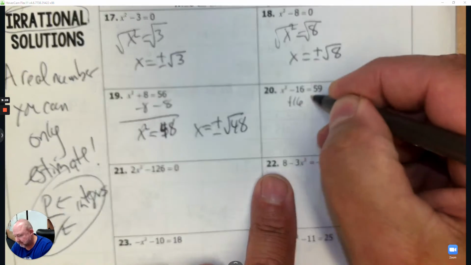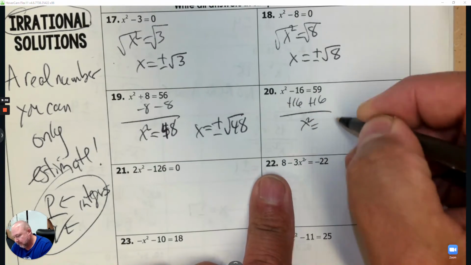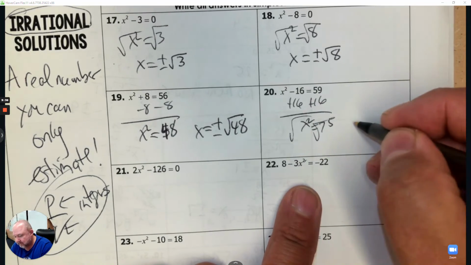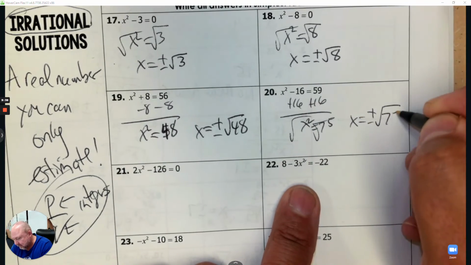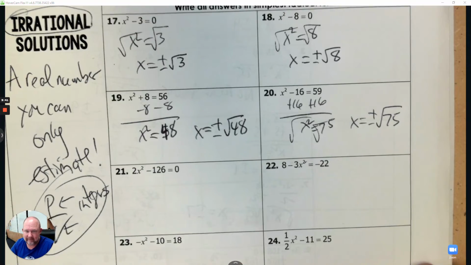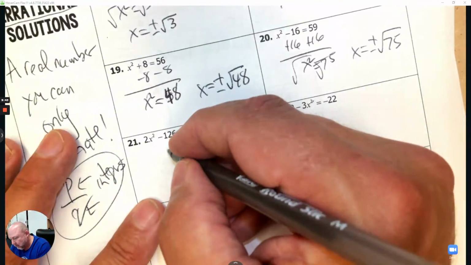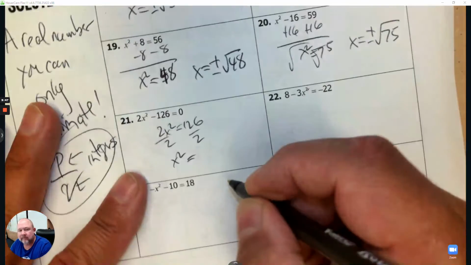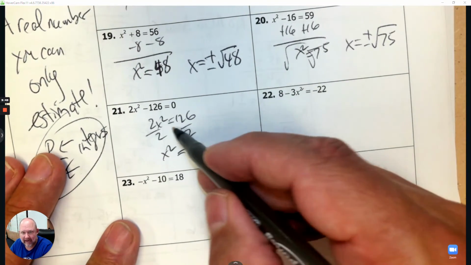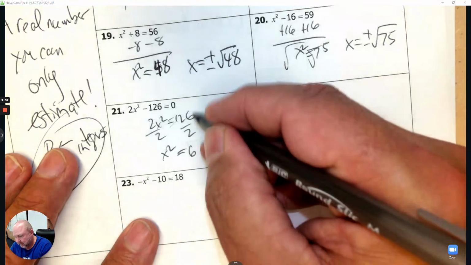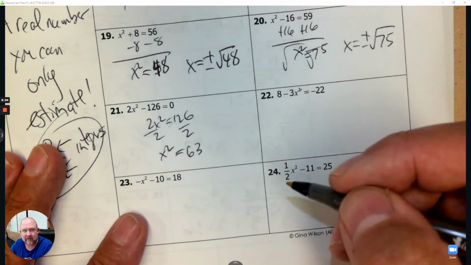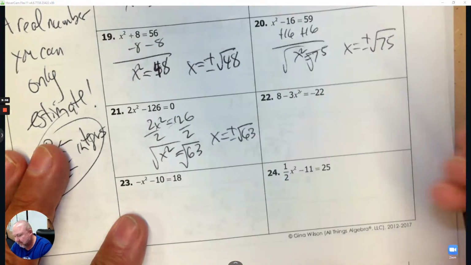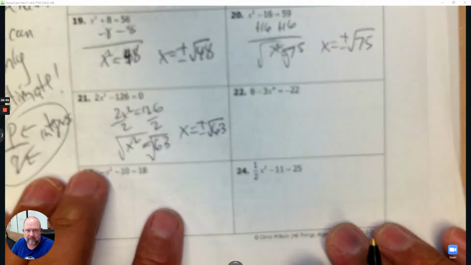All right, add 16. Can I add this? So that's 75. Square root it. There is no number times itself that's 75, so we're just going to leave it as that. Add 126. Divide by 2. If you want to know what half of this is, what's half of 12? And what's half of 6? That gives you a good way to figure it out. Square root. There is no number times itself that's the root, so you can only leave it as a square root.